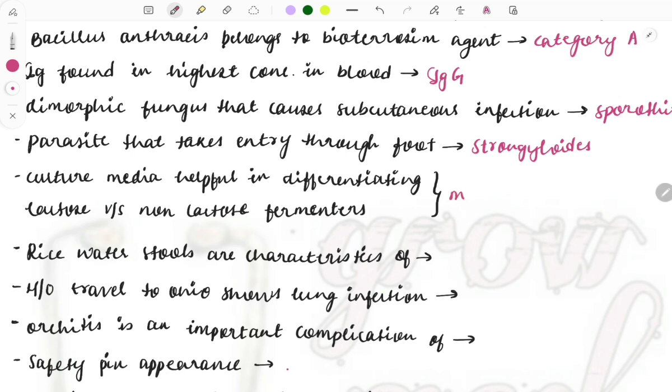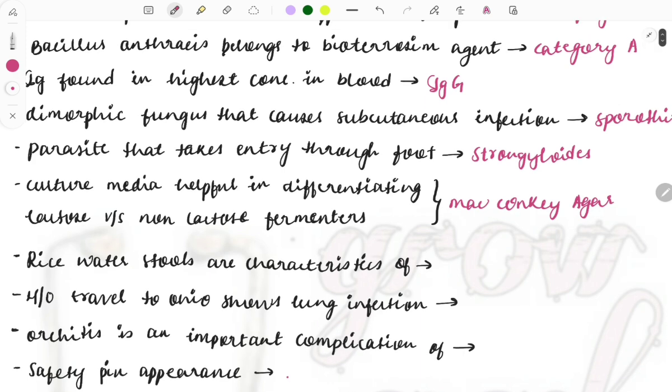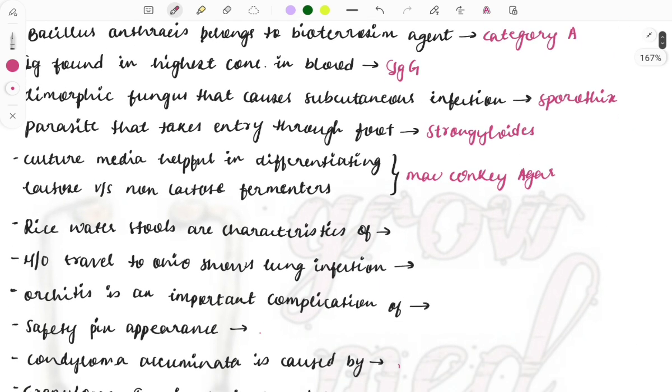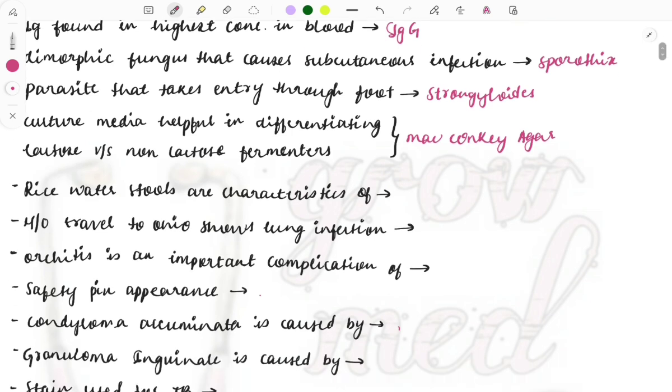It is MacConkey agar, and it differentiates between E. coli, the lactose fermenter, and the non-lactose fermenters. Okay, so this is also an important one, and an image based question can also be asked.